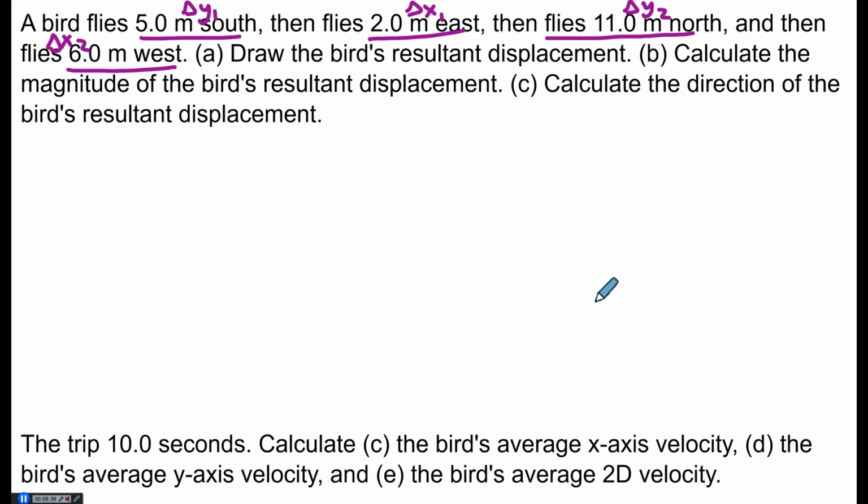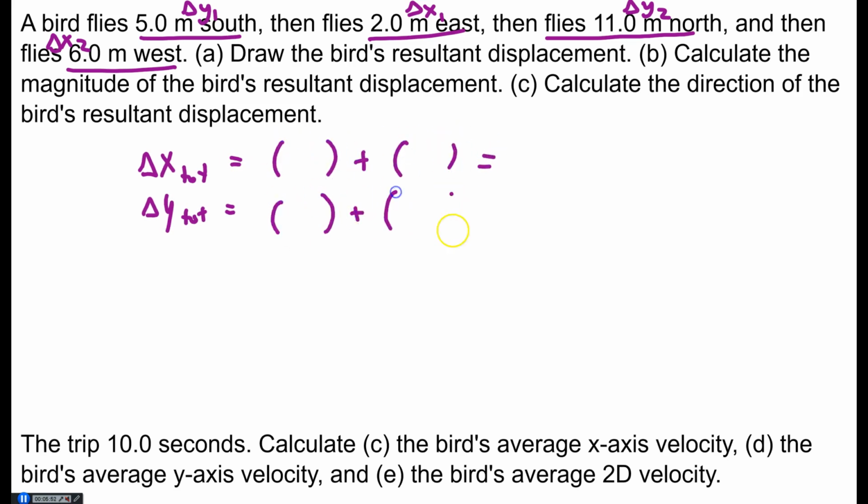So the first thing is to draw the resultant displacement. The trick here is you have to find the total on the x-axis and the total on the y-axis before you get started. So just add up the x-axis displacements, add the displacements on the y, and what do we have? On the y-axis we have -5 because it's south. Then we have +11 because it's north. On the x-axis we have +2 because east, -6 because west. So this is -4 meters is the total x displacement. +6 is the total y displacement.